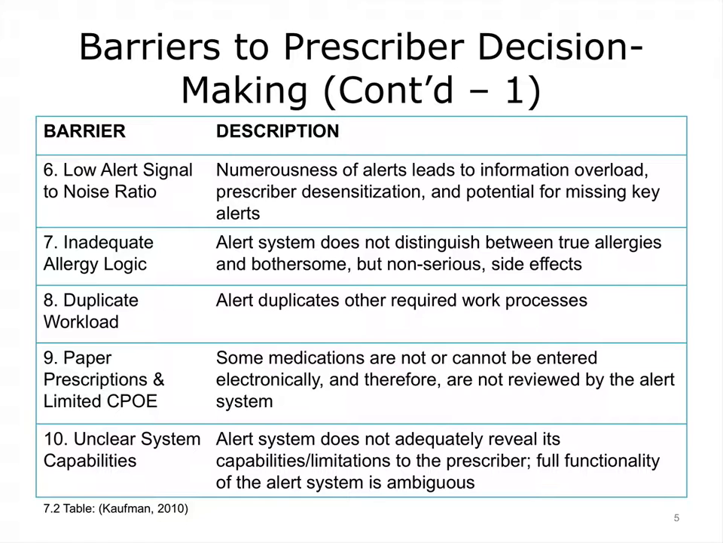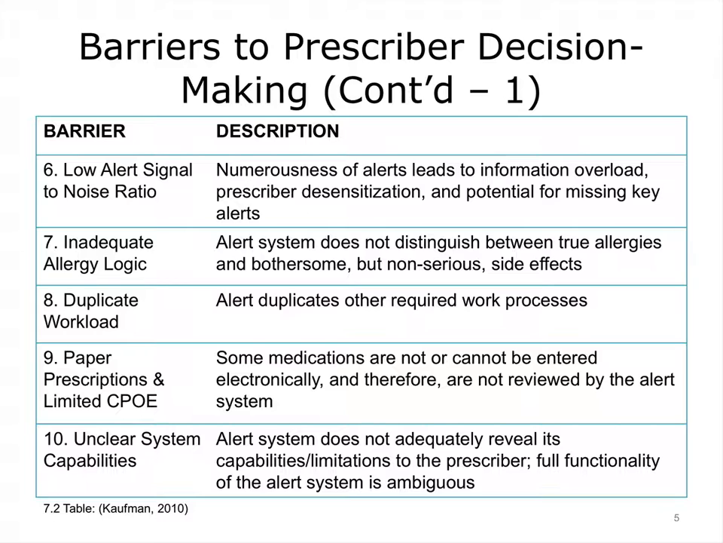Decision support systems may seem non-intuitive and even perplexing to the user. Alerts may sometimes cause the duplication of work that has already been done or will be done as a matter of course. Alert systems may not adequately reveal their capabilities and limitations to the prescriber. Therefore, the full functionality of the alert system becomes ambiguous. This can increase the level of distrust and perhaps lead to anti-automation bias.